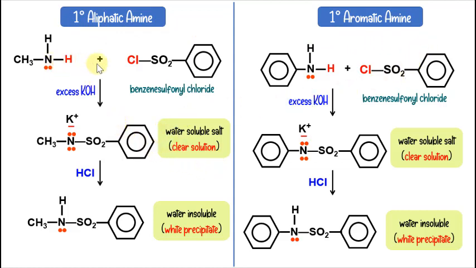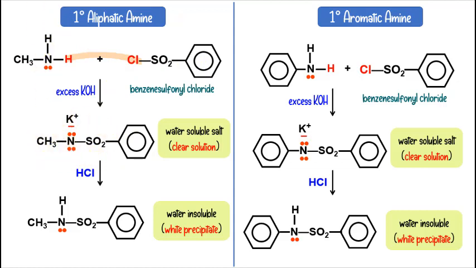Okay, so for the first step, our amines will react with benzene sulfonic chloride in the presence of excess potassium hydroxide. So first kita akan ambil one of the hydrogen from our amines, combine it with chlorine on the benzene sulfonic chloride. So kita keluarkan the HCl and then combine these two structures together, we will get a water soluble salt.